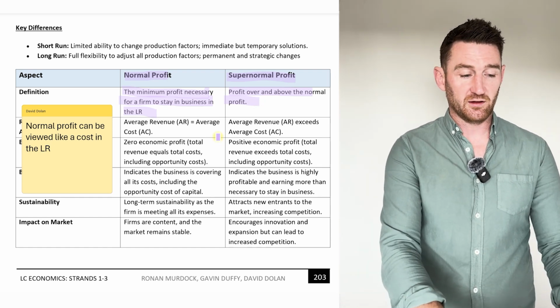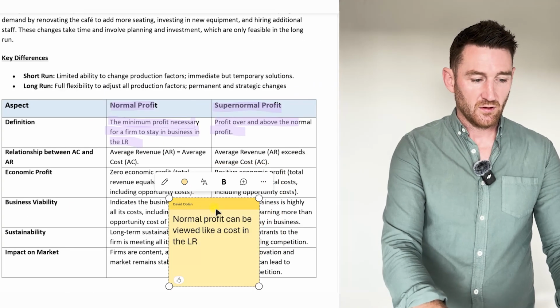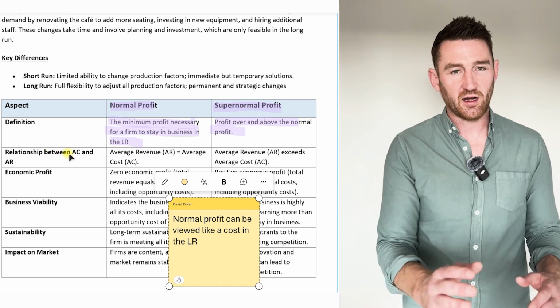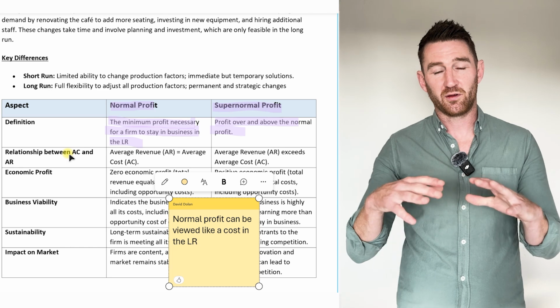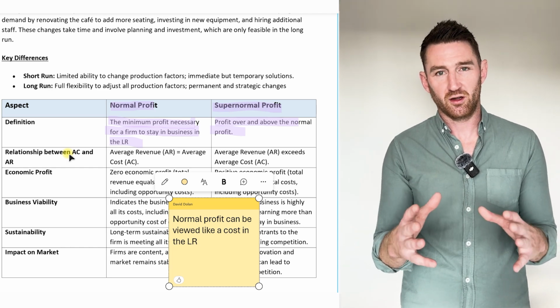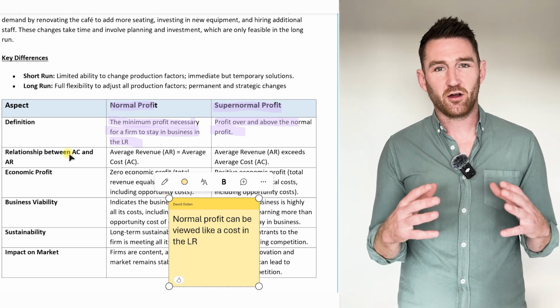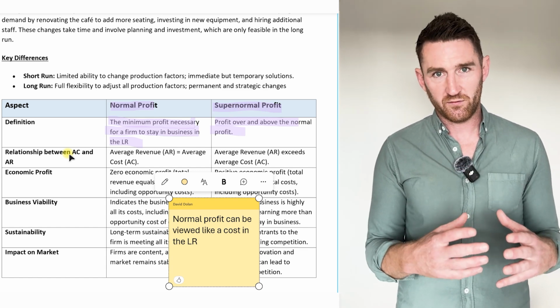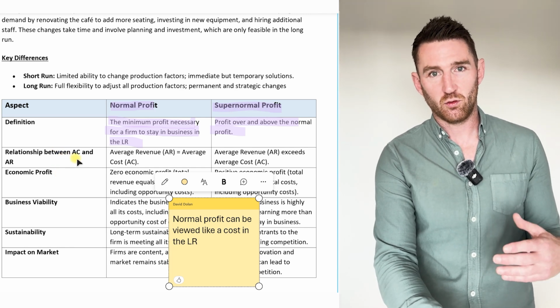The other thing I'll point out to you at this stage is the conditions there. If you look in the next box down, where it says the relationship between average cost, which is AC there, and average revenue. Now, they're two terms that you'll be more familiar with as you work through the videos. But just know that anytime you're talking about supernormal profit or normal profit in an exam, you would always mention the relationship between average cost and average revenue.